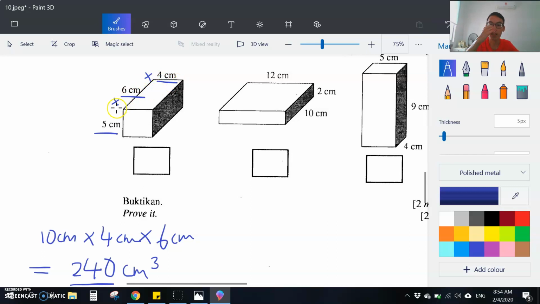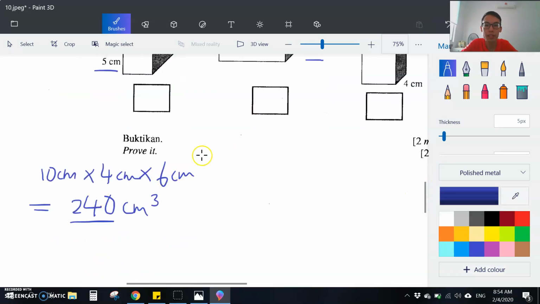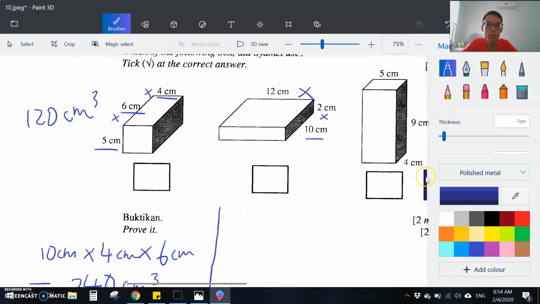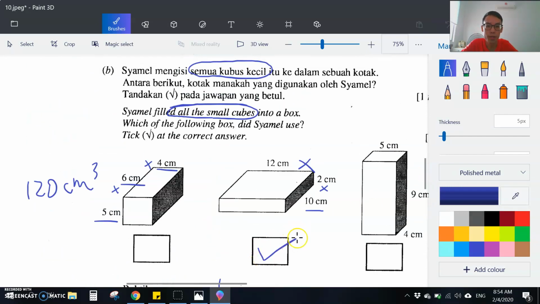Okay, 5 times 6 is 30. 30 times 4 is 120. And then this one, 10 times 2 times 12. 10 times 2 is 20. 20 times 12 is 240. So it's the same as this one. So the answer is the second box. Mempunyai isi padu yang sama.